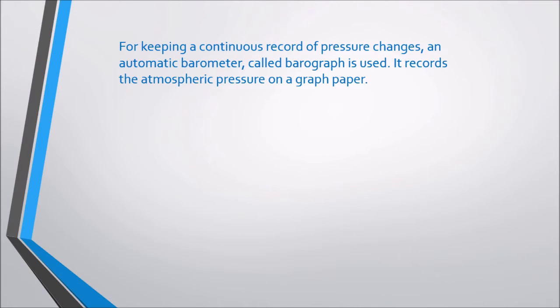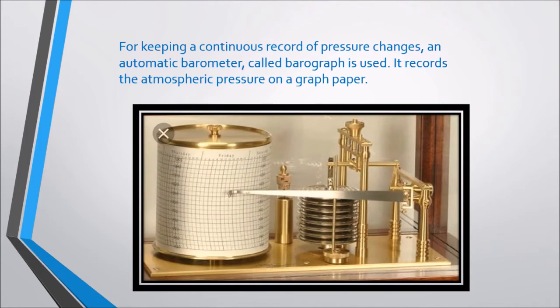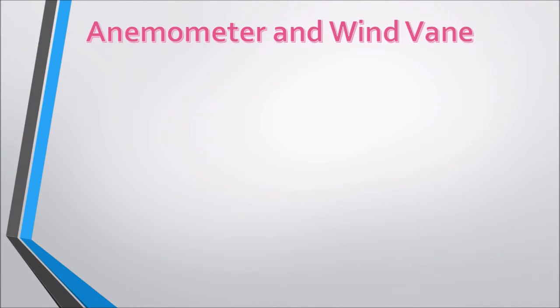For keeping a continuous record of pressure changes, an automatic barometer called barograph is used. It records the atmospheric pressure on a graph paper. The next instrument that we are going to learn is anemometer and wind vane.